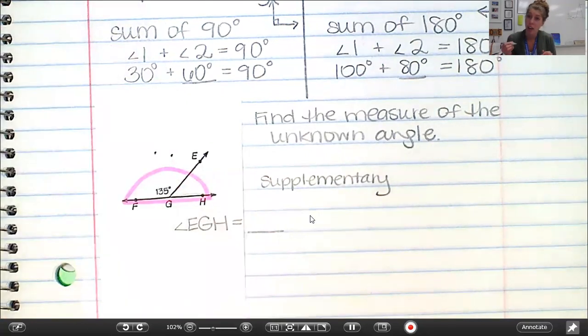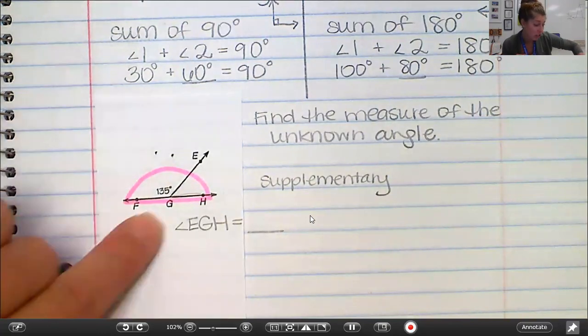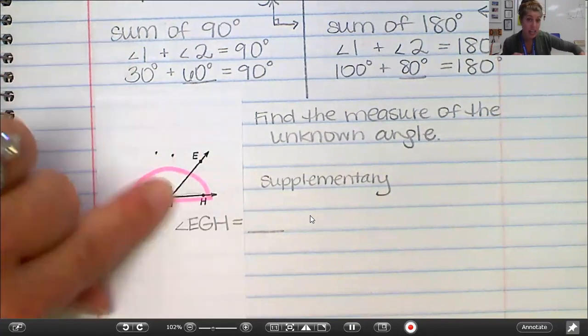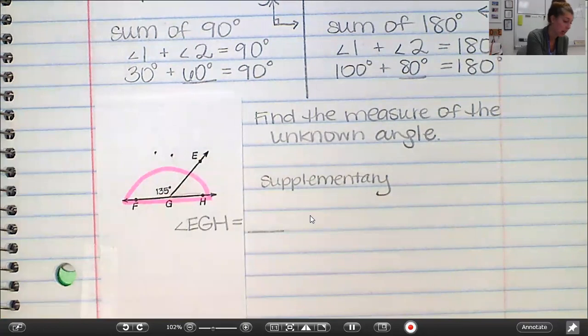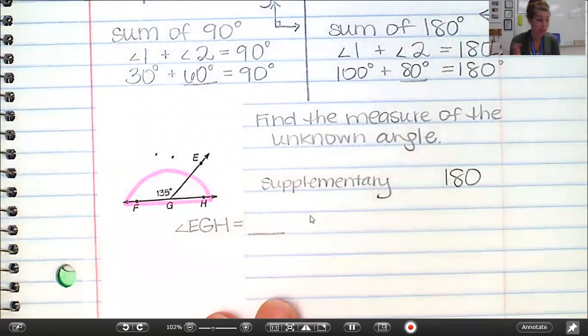EGH identifies that angle for me. So I'm going to do that all day today on the 3 examples, just so you get used to that. And again, I don't want you to be nervous about that if you ever see it. So I know that angle FGE and EGH add to 180. So I'm going to start with 180, just like we did yesterday.